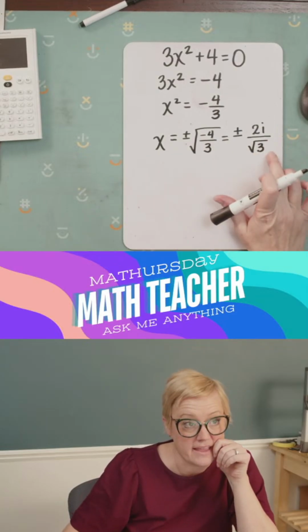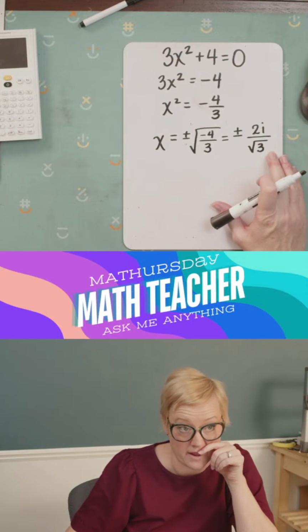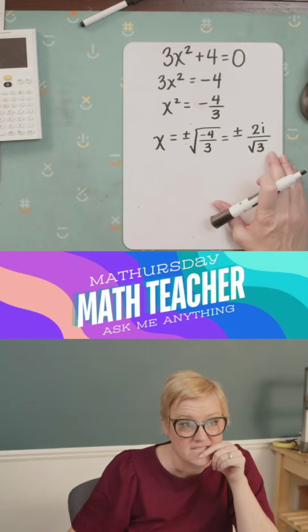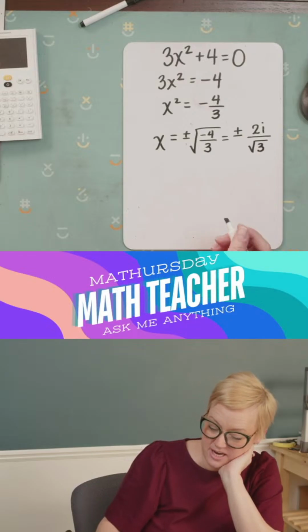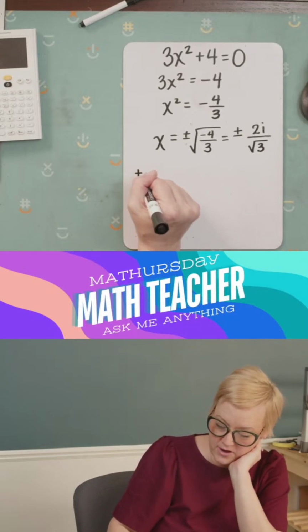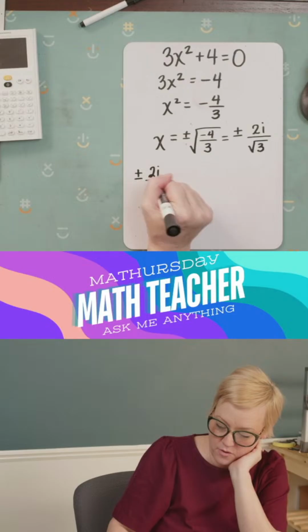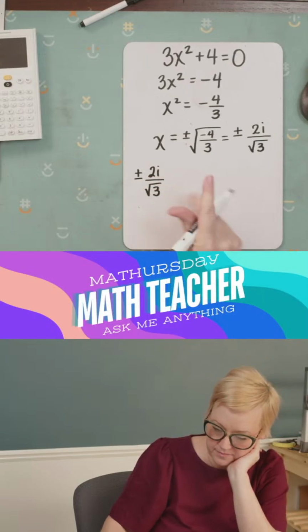Now I can't leave it like this. I've got to rationalize the denominator, right? Ooh, Justin, I think you've got it. I've got to rationalize the denominator. So I'm going to bring that over here. I've got 2i over root 3.